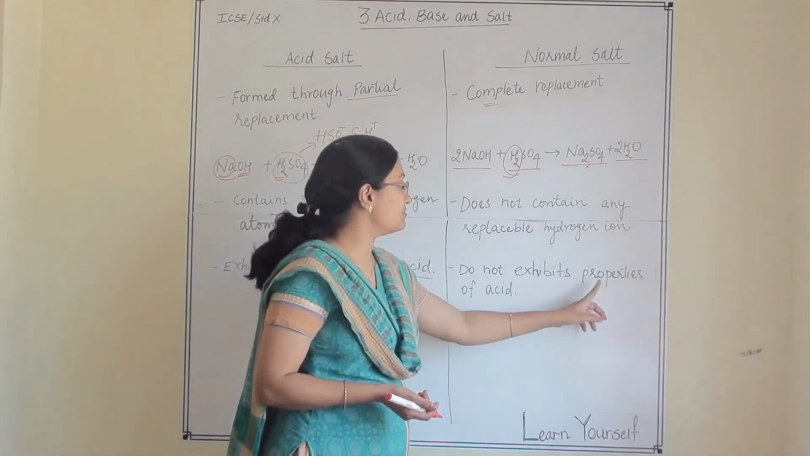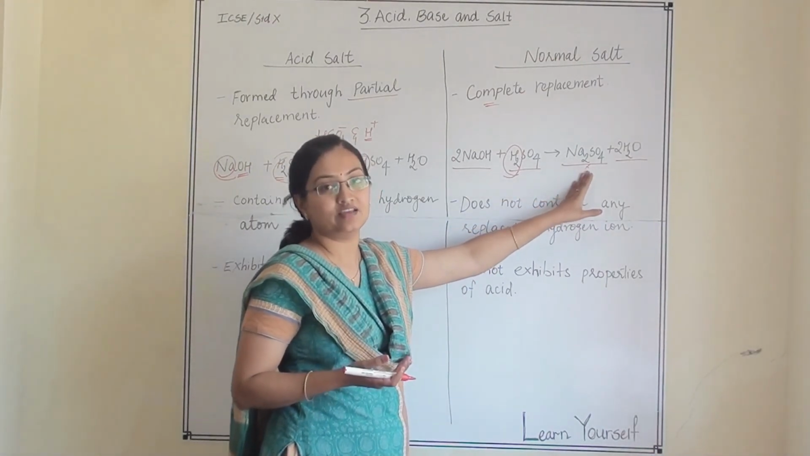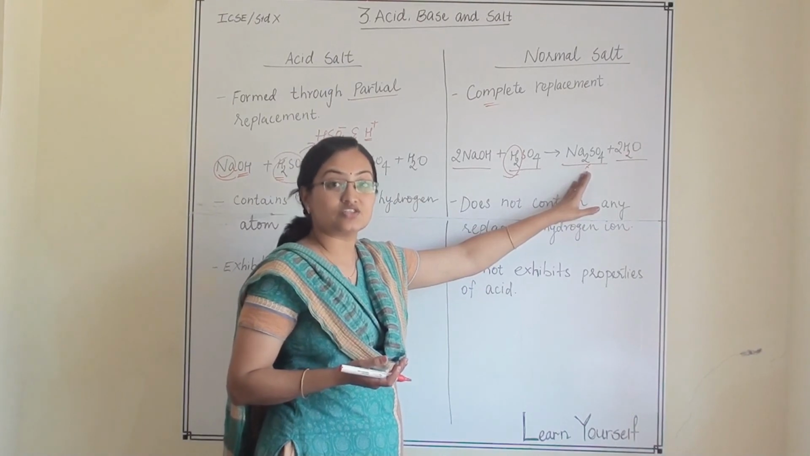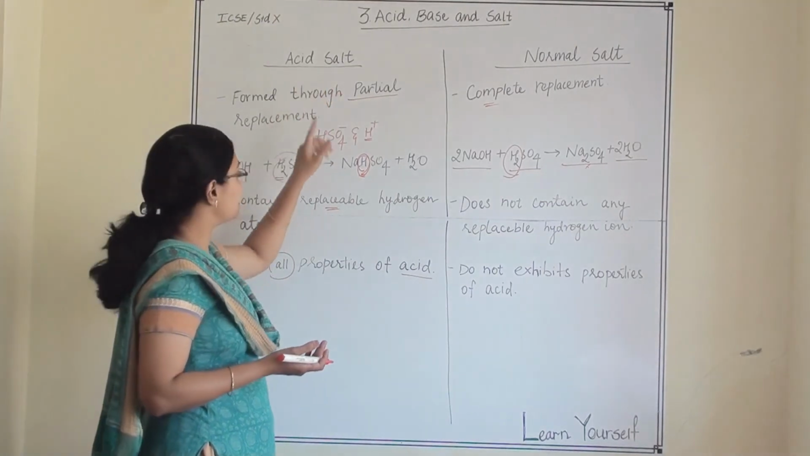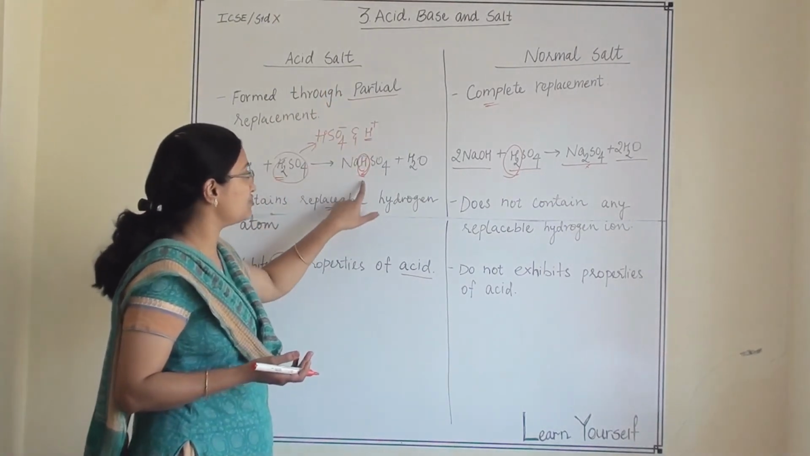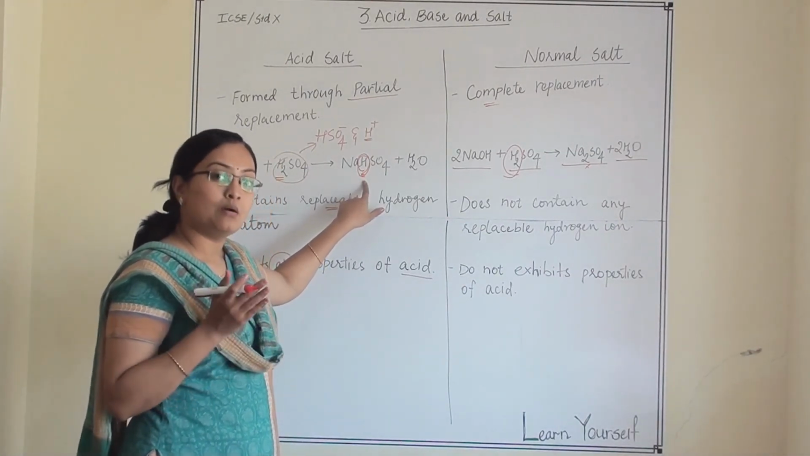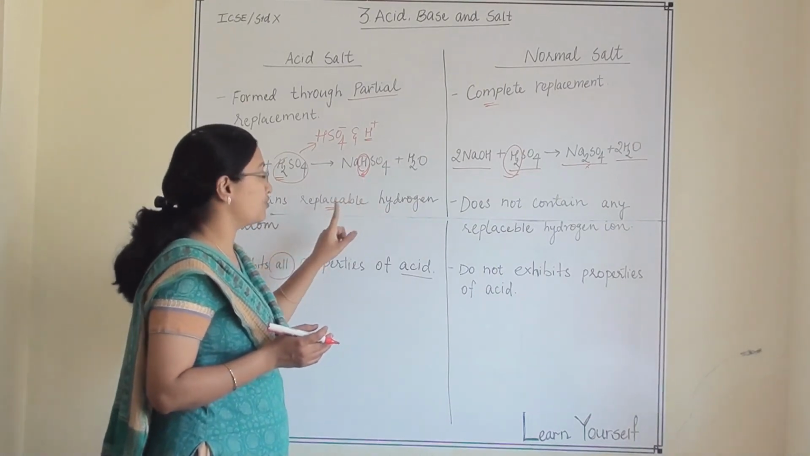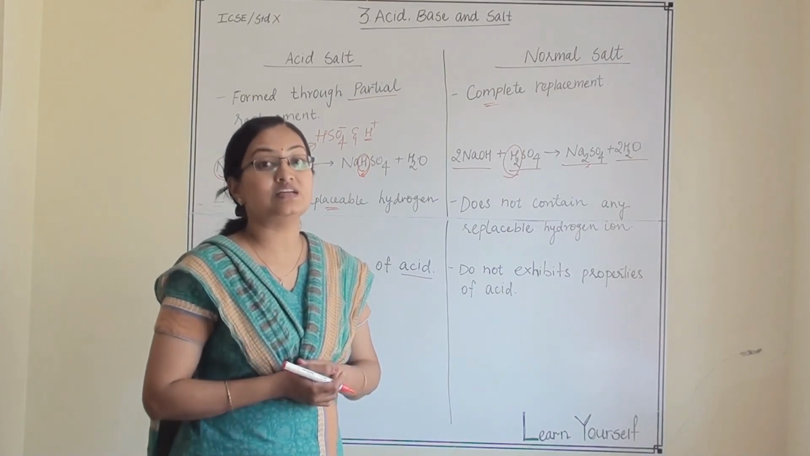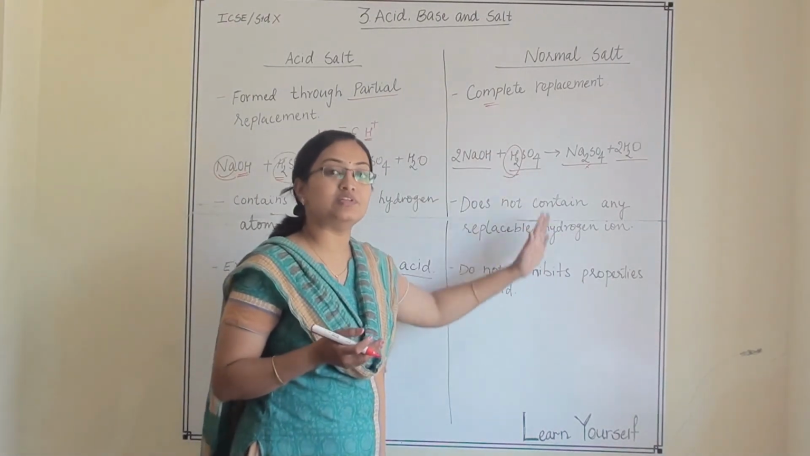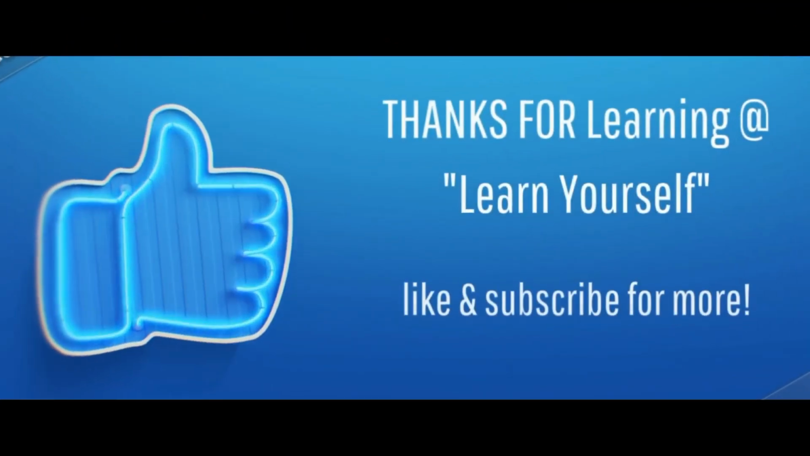And it does not exhibit properties of an acid, obviously, because it does not contain any hydrogen ion in the molecular formula. So this is a normal salt, it will not show any acidic property, and this is an acid salt. Why? Because there is a partial replacement of hydrogen ion and one hydrogen ion is still there in the molecular formula, sodium bisulfate. So this hydrogen will show acidic character. This is a replaceable hydrogen ion. So that's why it is termed an acid salt, whereas here there is no replaceable hydrogen ion, so it is termed a normal salt.